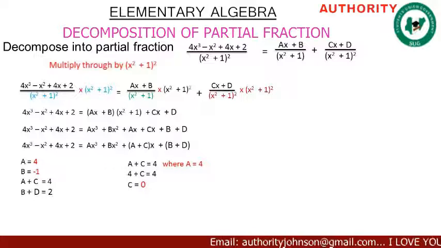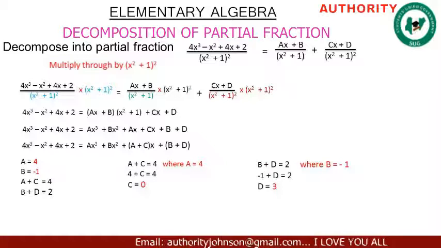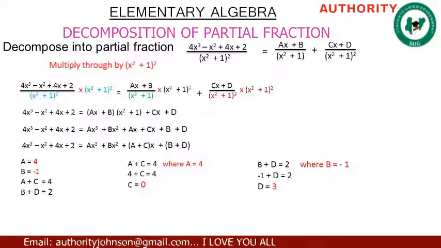Now let's find our d using the fourth equation. So we have b plus d is equal to 2. But we have our b to be minus 1. So we're going to say minus 1 plus d is equal to 2. Let's take minus 1 to the other side to be plus. So d is equal to 2 plus 1, and 2 plus 1 is equal to 3. So therefore d is equal to 3.